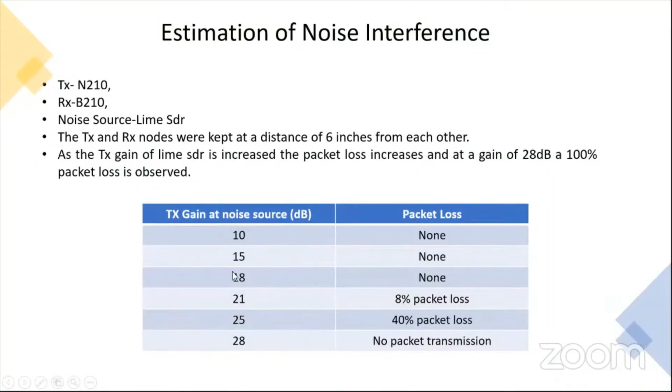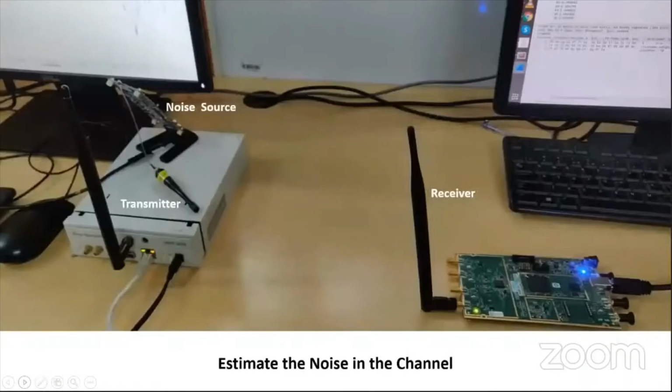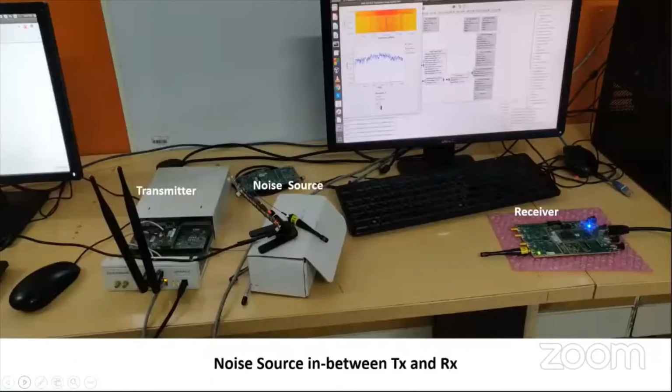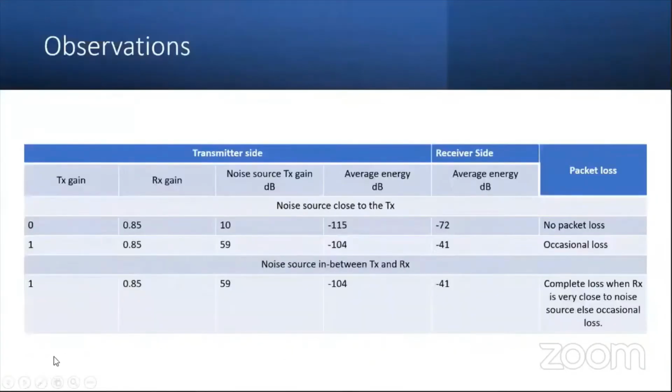As we increased the transmit gain of the noise source, we saw that there is a significant amount of packet loss, and also the energy of the channel increased significantly, which is mainly due to the increase in the TX gain of the noise source. So hence we concluded that our CCA module was working perfectly fine. This is another setup where the noise source is mobile and it's moving away from the transmitter and close to the receiver and vice versa. And these are some of the results related to that.